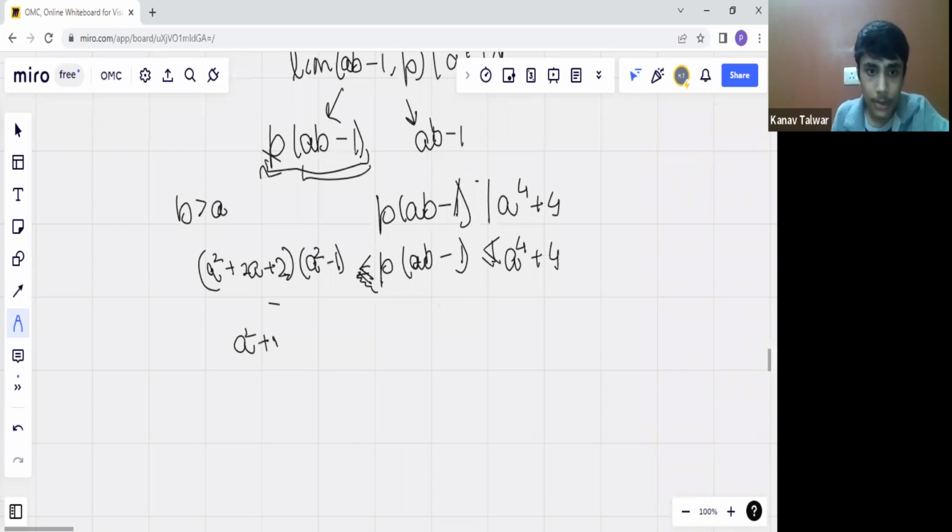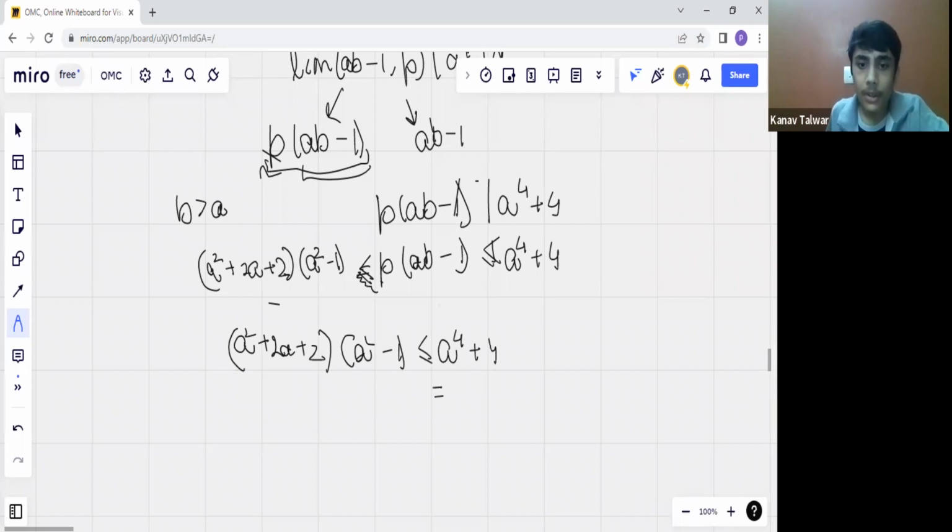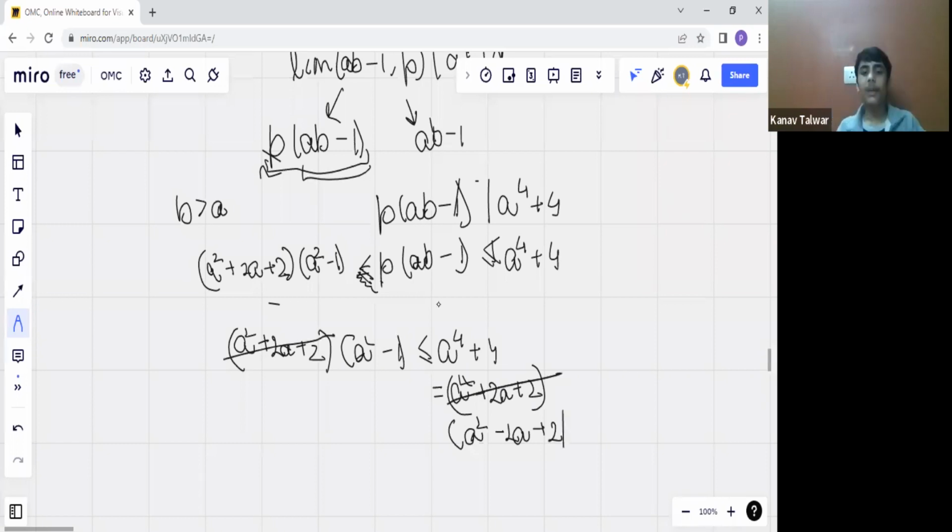So we have A squared plus 2A plus 2 times A squared minus 1 is at most A to the 4 plus 4. But note that this was equal to A squared plus 2A plus 2 times A squared minus 2A plus 2. So this cancels, and you have A squared minus 1 is at most A squared minus 2A plus 2, which gives 2A is at most 3. And hence A is less than or equal to 1.